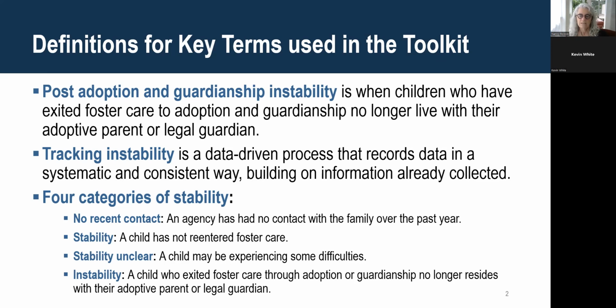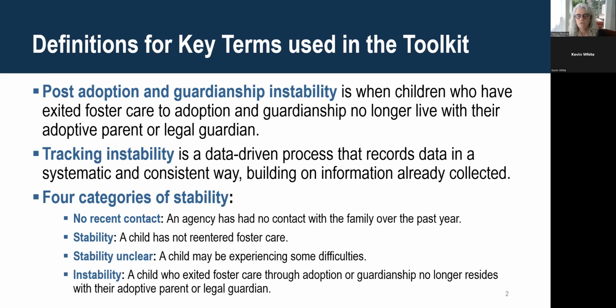No recent contact. This is when, despite efforts to contact the family, the agency has had no contact with the family over the past year. You should not make assumptions about the child or the youth's stability status. Stability. This means the child has not re-entered foster care. You or someone in your agency has been in contact with the family and you know that they are doing well. Stability unclear. This is when you have received information that suggests the child may be experiencing some difficulties.